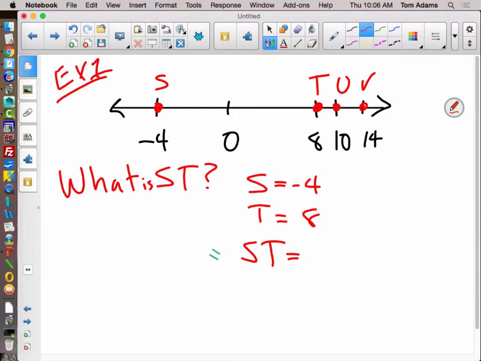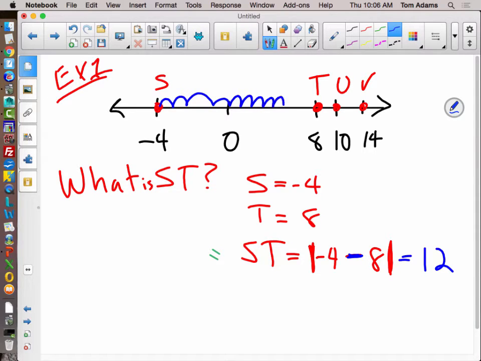Well, they suggest that you do the absolute value of the difference. What's S? -4. What's T? 8. I'm going to write it this way so you can see what we're doing. I'm going to show you a little trick too. So what is -4 minus 8? -12. What's the absolute value of -12? 12. So this thing equals 12. Now we can verify this. We know that we would go 1, 2, 3, 4. And here we would go 1, 2, 3, 4, 5, 6, 7, 8. So here we have a distance of 8. Here we have a distance of 4. If you add those up, it's 12.